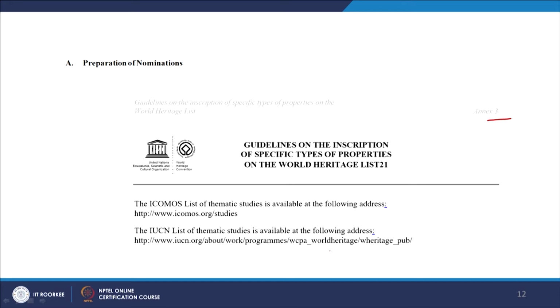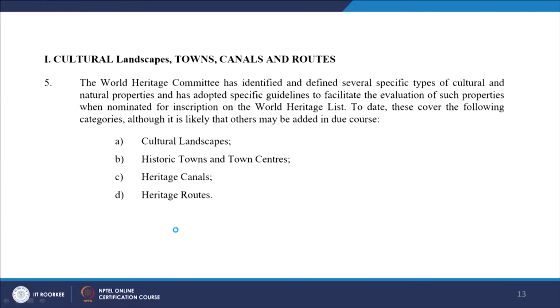Obviously there are certain organizations like ICOMOS, the International Council on Monuments and Sites, and the IUCN, which also take an important role in this whole process. Today I will just briefly give you an overview of the cultural landscapes. One of the components within that identification process is cultural landscapes, towns, canals and routes. So for instance, today we talk about the Silk Route.